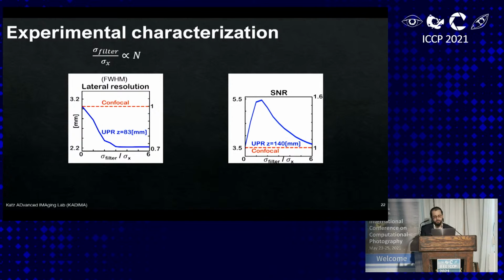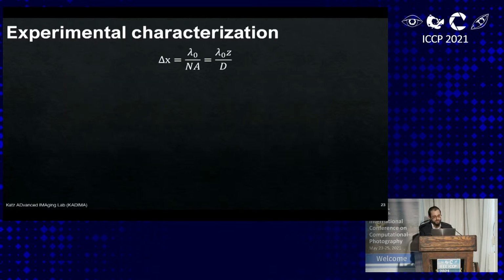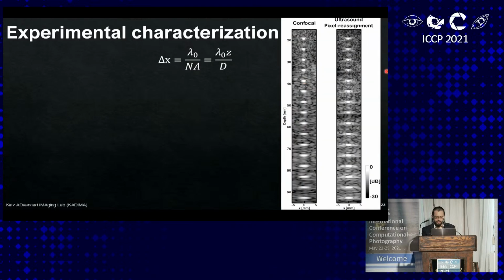Now, we said that the extent of the PSF is inversely proportional to the numerical aperture, and that means that in each depth there will be a different spot size, as you can see here. On the left is the confocal scan, and on the right is the pixel reassignment scan. You can see that the spot sizes are getting wider as they go deeper.